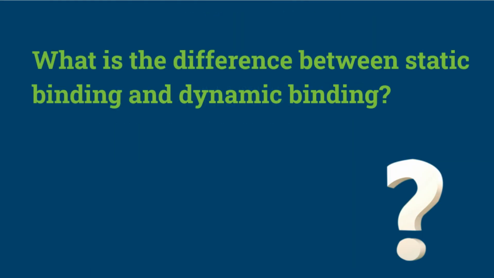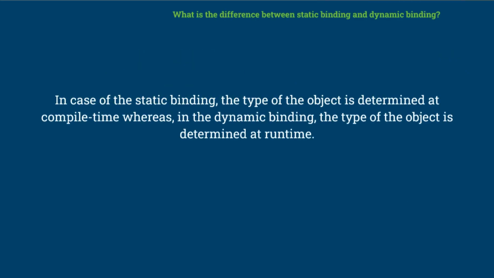Third question, what is the difference between static binding and dynamic binding? In case of the static binding, the type of the object is determined at compile time, whereas, in the dynamic binding, the type of the object is determined at runtime.